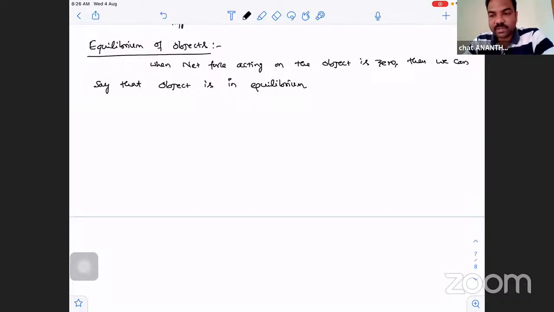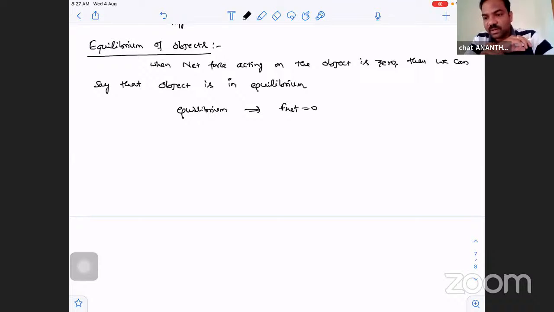Stability is different from equilibrium. Stability is different, equilibrium is different. In stability also there are different types of stabilities. So please follow me. When net force acting on the object is zero, then we can say that object is in equilibrium. Equilibrium means net force is zero. That's it. So whenever you say equilibrium, then we say that net force is equal to zero. If net force is zero, we can say that object or system is in equilibrium. Simple.